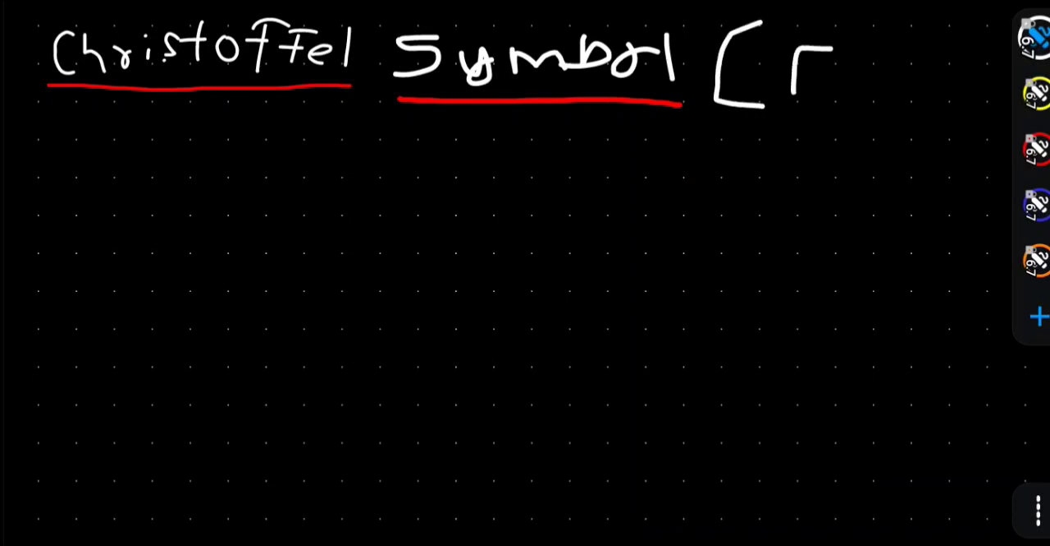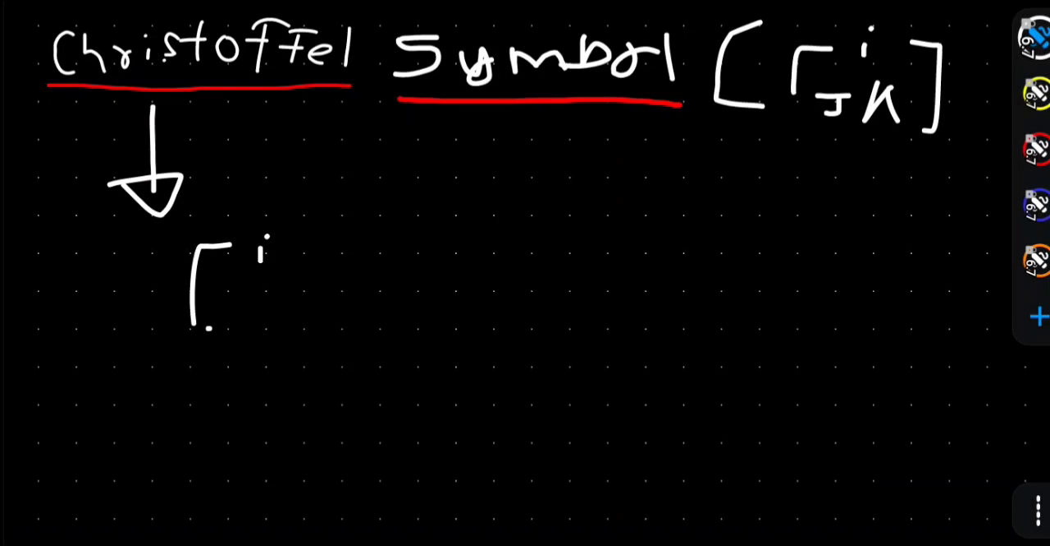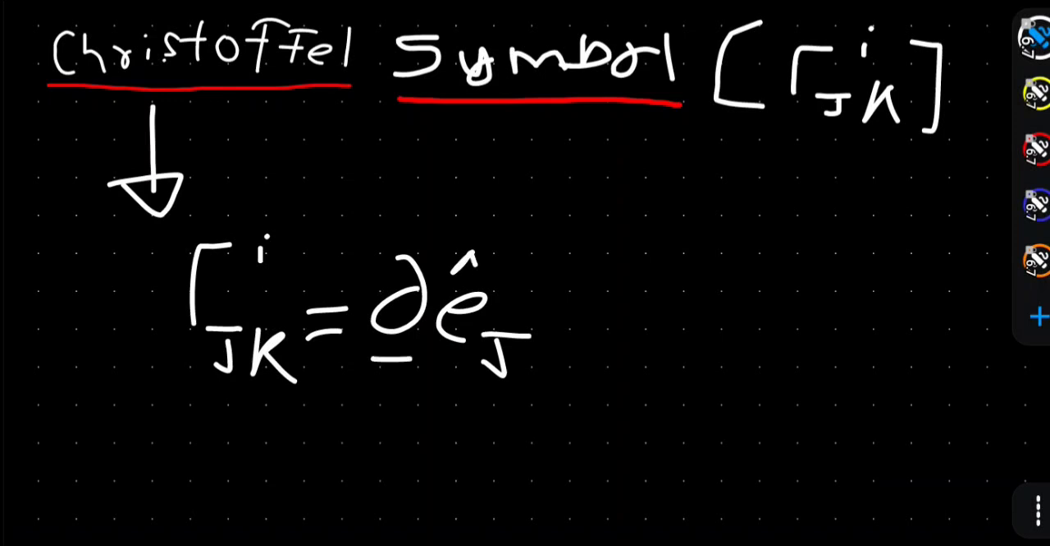So the symbol is like this: capital gamma. Indices are jk and one upper index is i. The Christoffel symbol has a very deep physical meaning. First of all, it tells how the basis vectors are changing. It means this Christoffel symbol, i indices jk, tells about the changing of the... let me write it first here, then I will explain this.